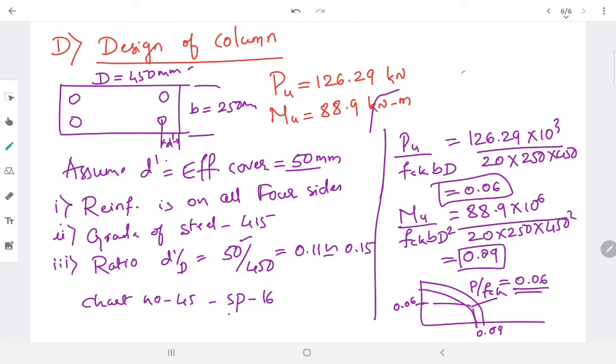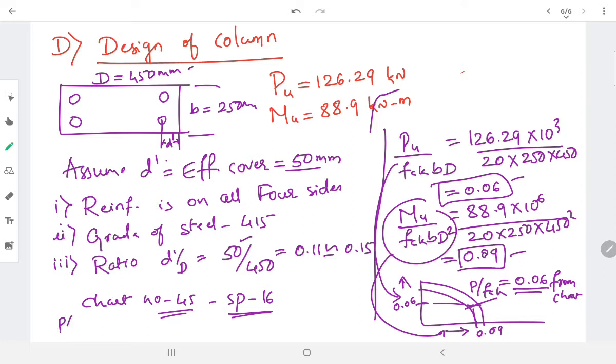You check in SP16, page number 45. This 0.06 is along the y-axis, 0.09 is along the x-axis, that is Mu by fck bd square is the x-axis, this one is the y-axis. So if you cut these two lines, vertical line and horizontal line, the point of intersection will give you the p by fck value, which is 0.06 from the chart. It is from the chart.